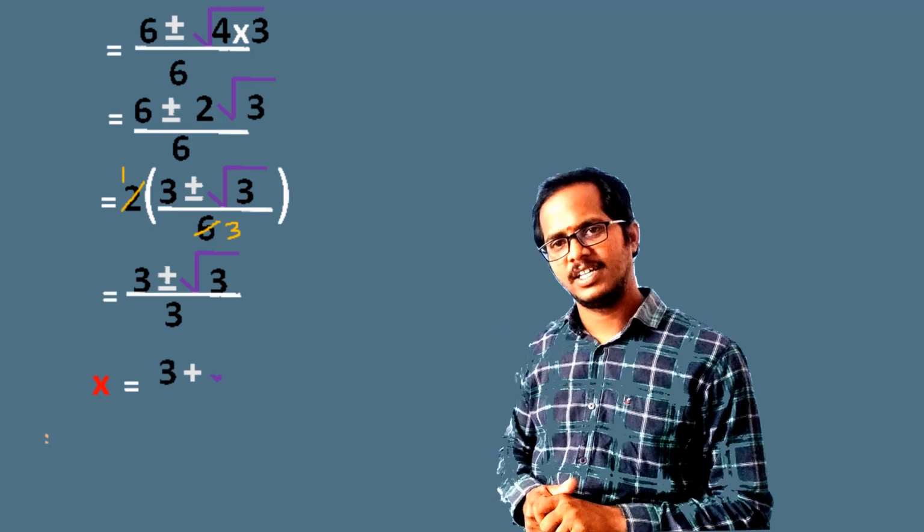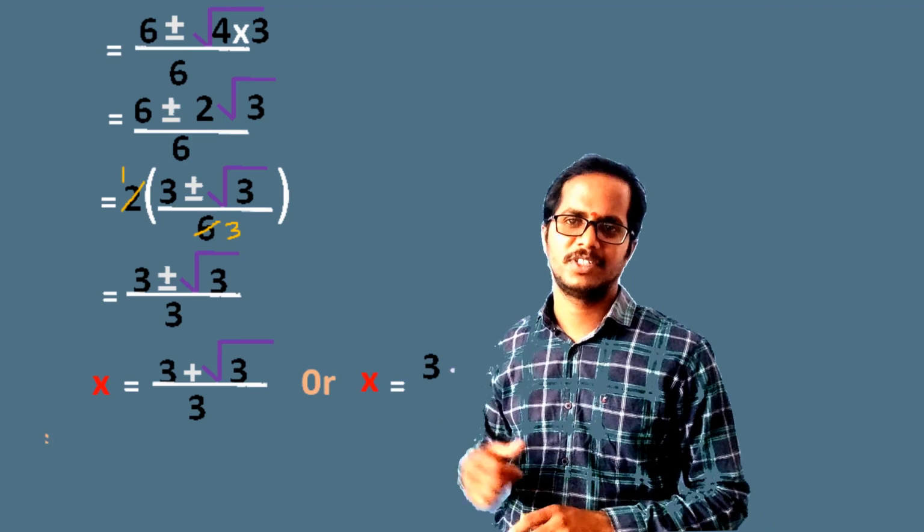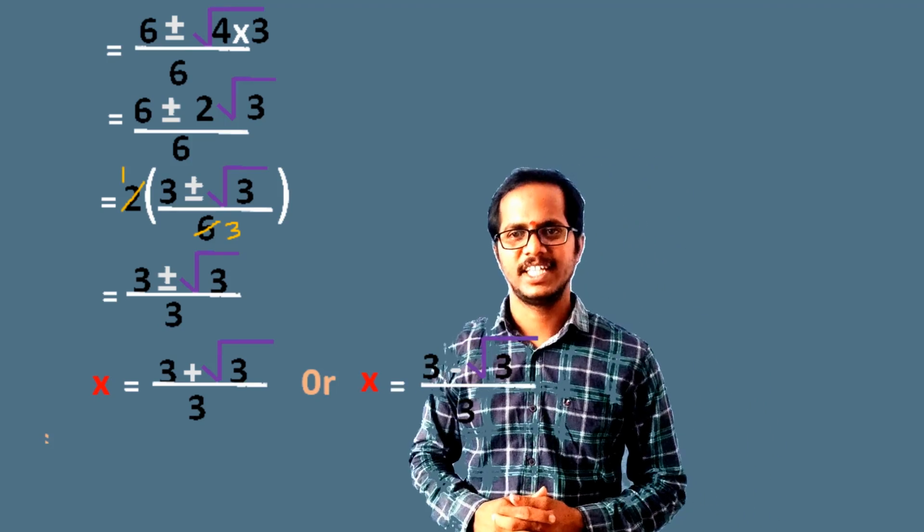So if we take the positive root 3, then we get x equals to 3 plus root 3 by 3, and if we take the negative root 3, then we can write x equals to 3 minus root 3 by 3, which are the solutions of the given quadratic equation.